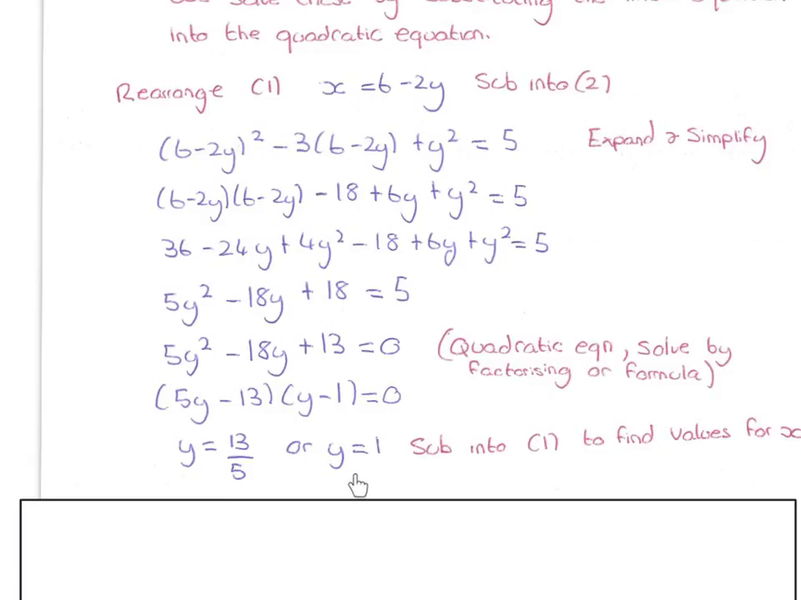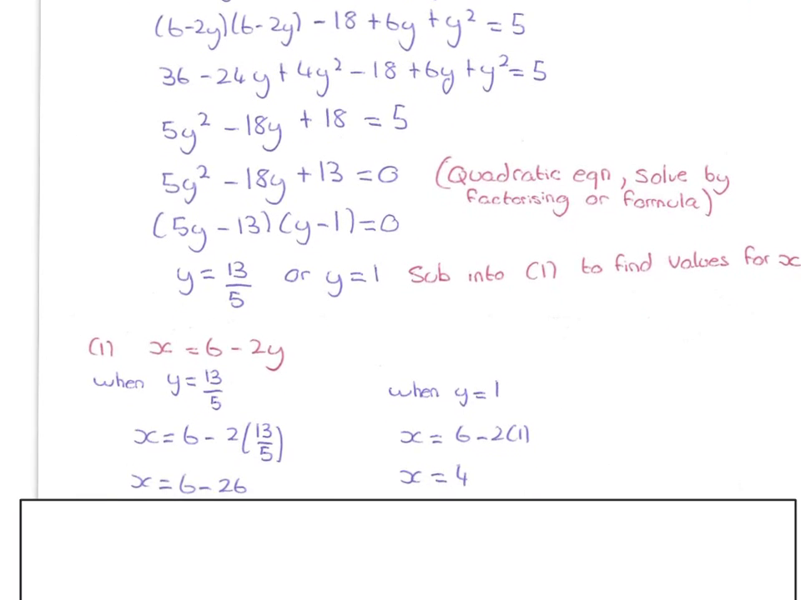Now once we get to this point, remember, with simultaneous equations we're trying to find two variables, x and y, so don't forget to substitute these back into equation 1 to find x. The reason I've picked equation 1 is because it's a linear equation, it's much easier to work with. Try and keep it as simple and as straightforward as you can to eliminate silly mistakes.